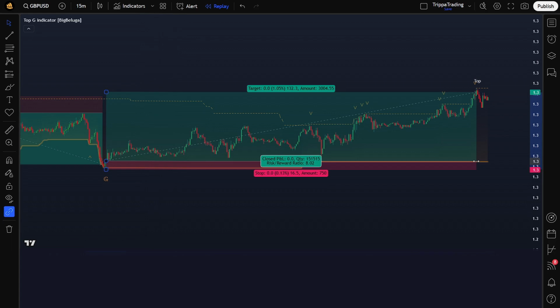to reward ratio. In this video, I'll break down exactly how this indicator works and how you can use it to improve your trading. So let's start.